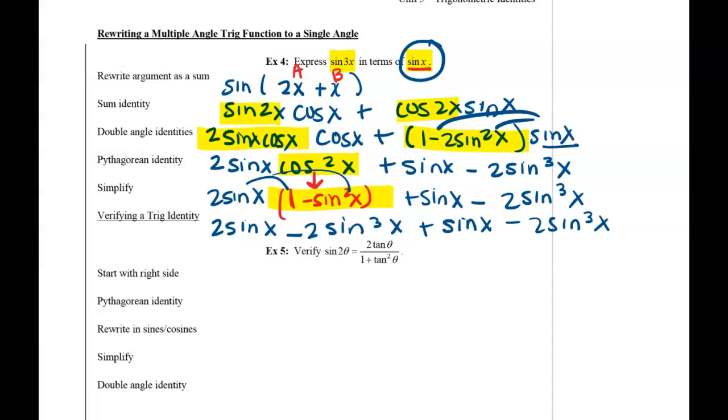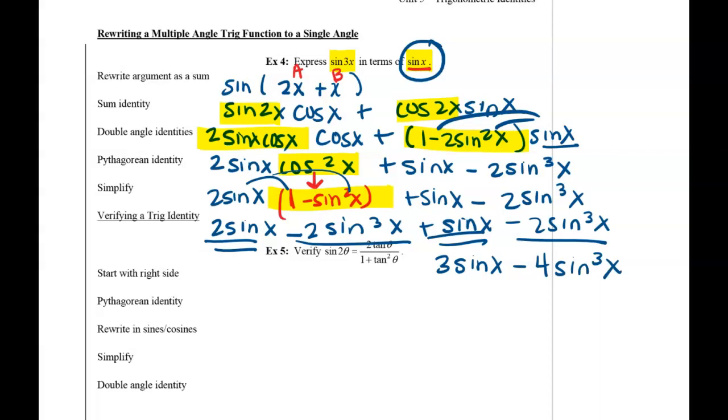And you can see the negative 2 sine cubed x and the negative 2 sine cubed x. You can go ahead and add those together. The 1 sine x and the 2 sine x you can add together. So that's 3 sine x subtract 4 sine cubed x.